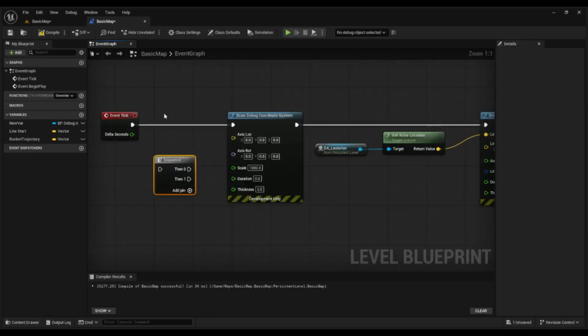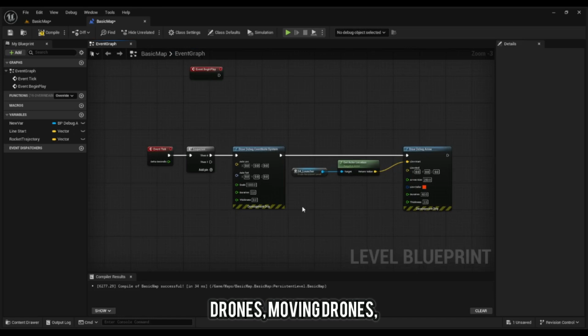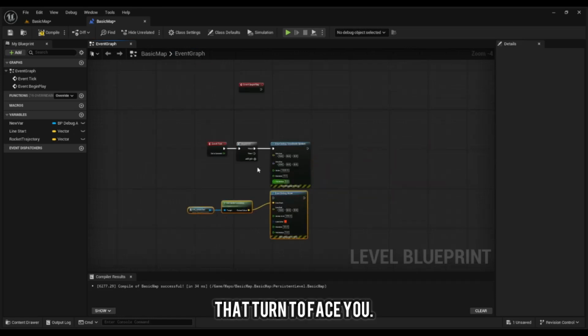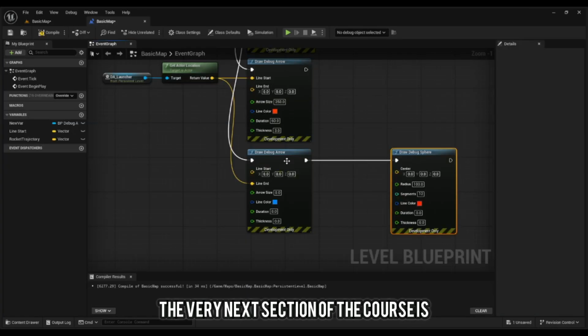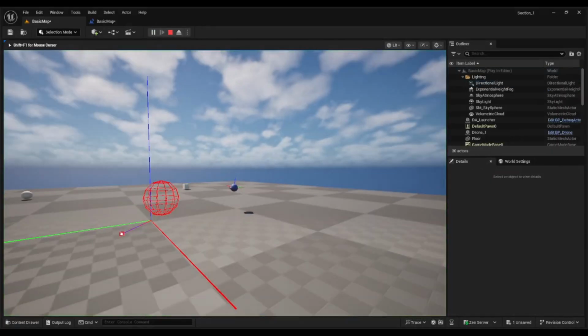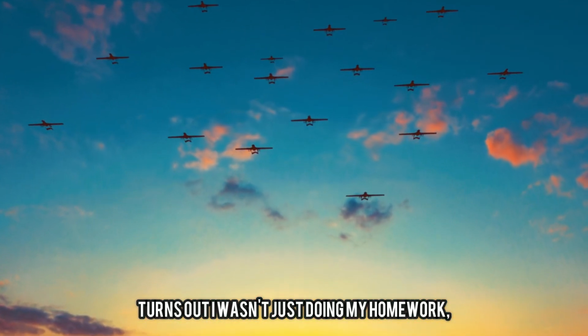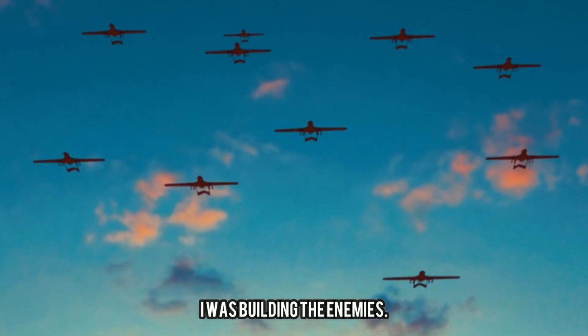And here's the thing I only realized afterwards. All that practice, drones, moving drones, that turn to face you. Because the very next section of the course is building an actual game, a drone shooter. Turns out I wasn't just doing my homework, I was building the enemies.